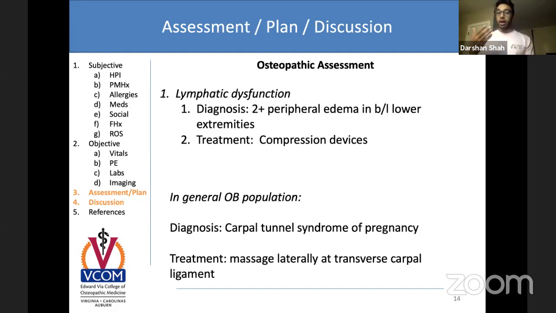But in the general OB population, in a lot of pregnant women, what you'll actually see is carpal tunnel syndrome of pregnancy. This is something that's very common. I've seen many times when I was on my OB-GYN rotation. And honestly, what you tell them to do is soak their wrists or hands in really warm water so that the tissue kind of relaxes.